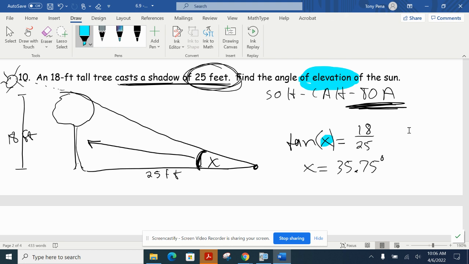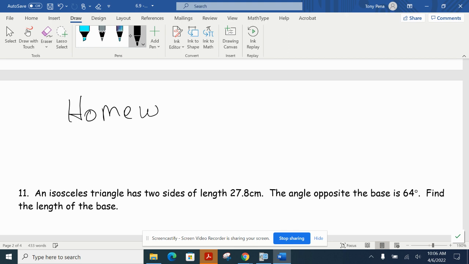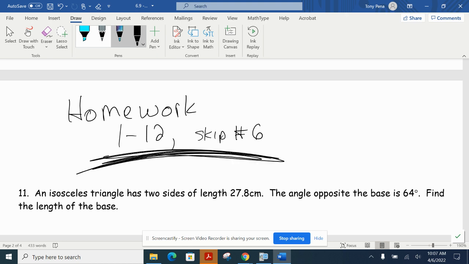All right, when you get this homework, write this down so you don't do more than what I want you to do. I'm going to have you do 1 through 12. However, you're going to skip number 6. When you get that, mark that so you're not trying to do problems we haven't done yet, especially 14, 15, and 16. Those, let's see how we do on those little word problems there.